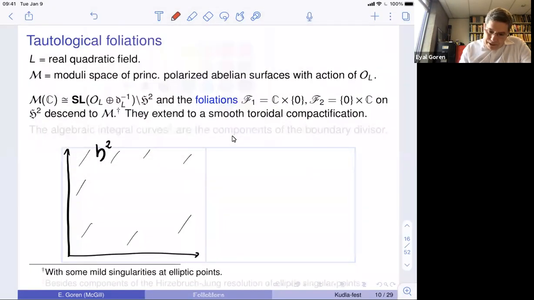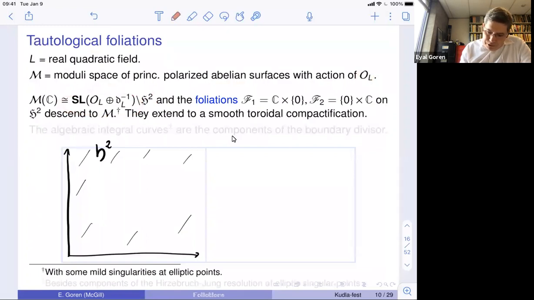Okay, so let L be a real quadratic field, and we're looking at the moduli space of principally polarized abelian surfaces with action of the ring of integers of L. The complex points of this variety is the upper half plane times itself, modded out by a certain discrete subgroup of SL2(L) that you can write this way. The precise definition is not so important. And we have two foliations.